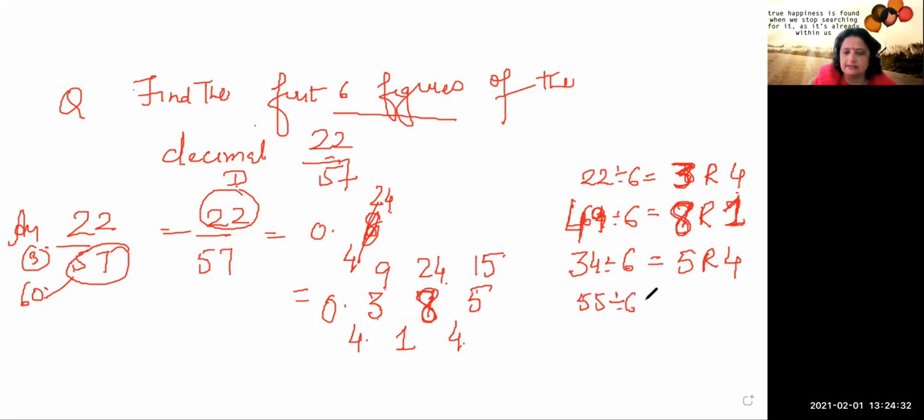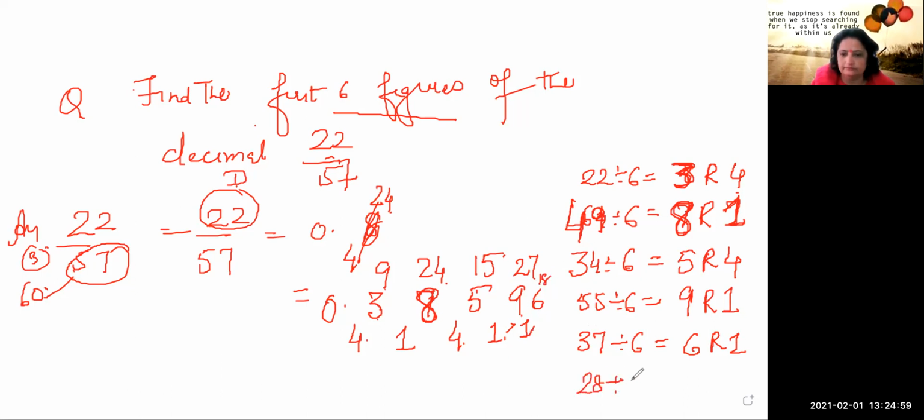55 divided by 6. हाँ जी, अब बोलिए. 6 9s are 54. Remainder 1. Next is 9 3s are 27. 37 divided by 6. 6 6s are 36. Remainder 1. 6 3s are 18. 18 plus 10 is 28. 28 divided by 6. 6 4s are 24. Remainder 4.